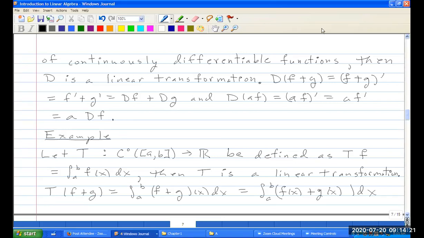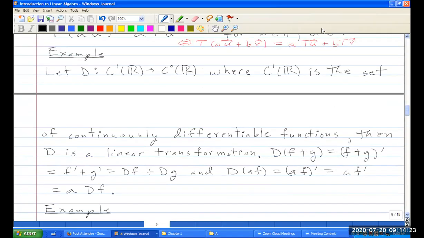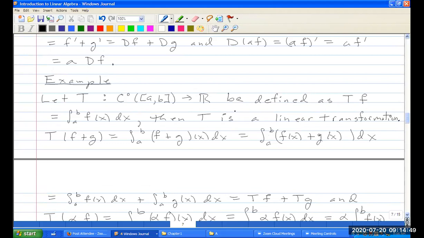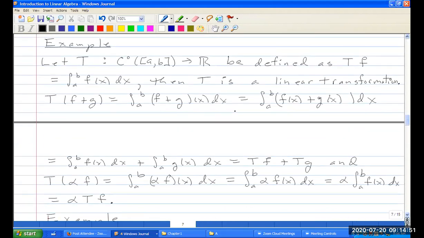Here, wait, let me just put a little note here. So let Df equal f prime. There. Just so I know to change my lecture notes. Okay, so then T is the linear transformation.